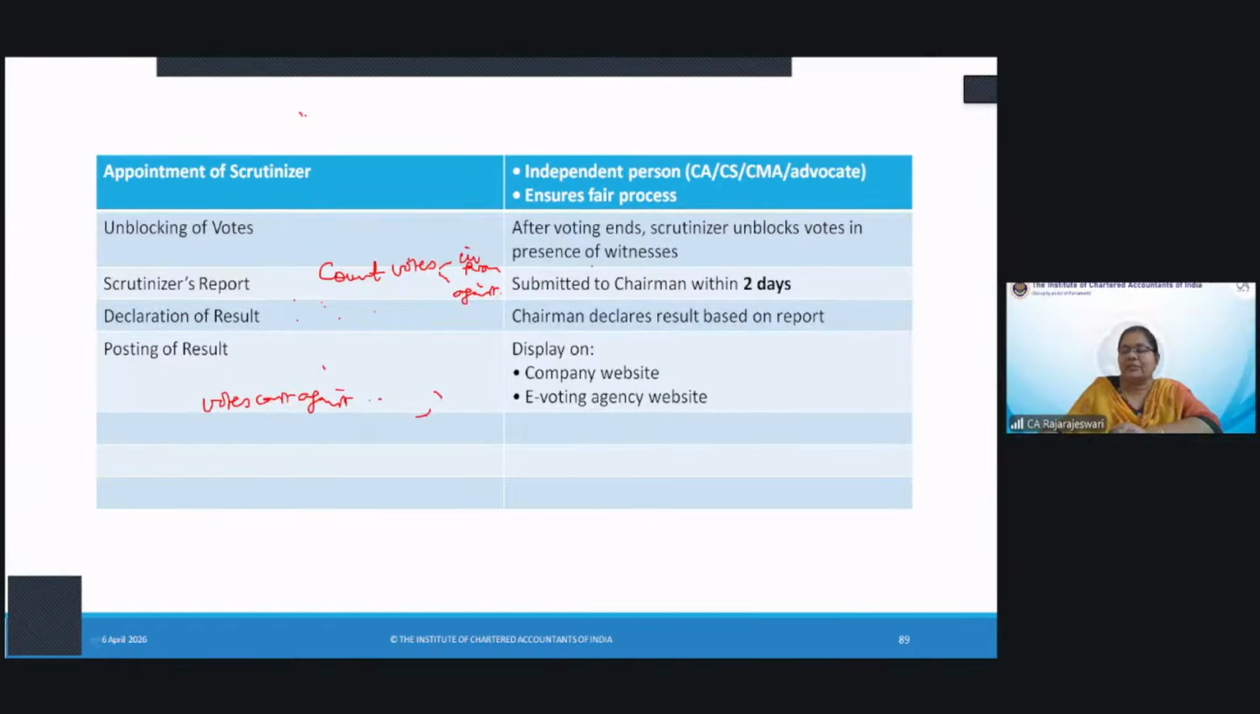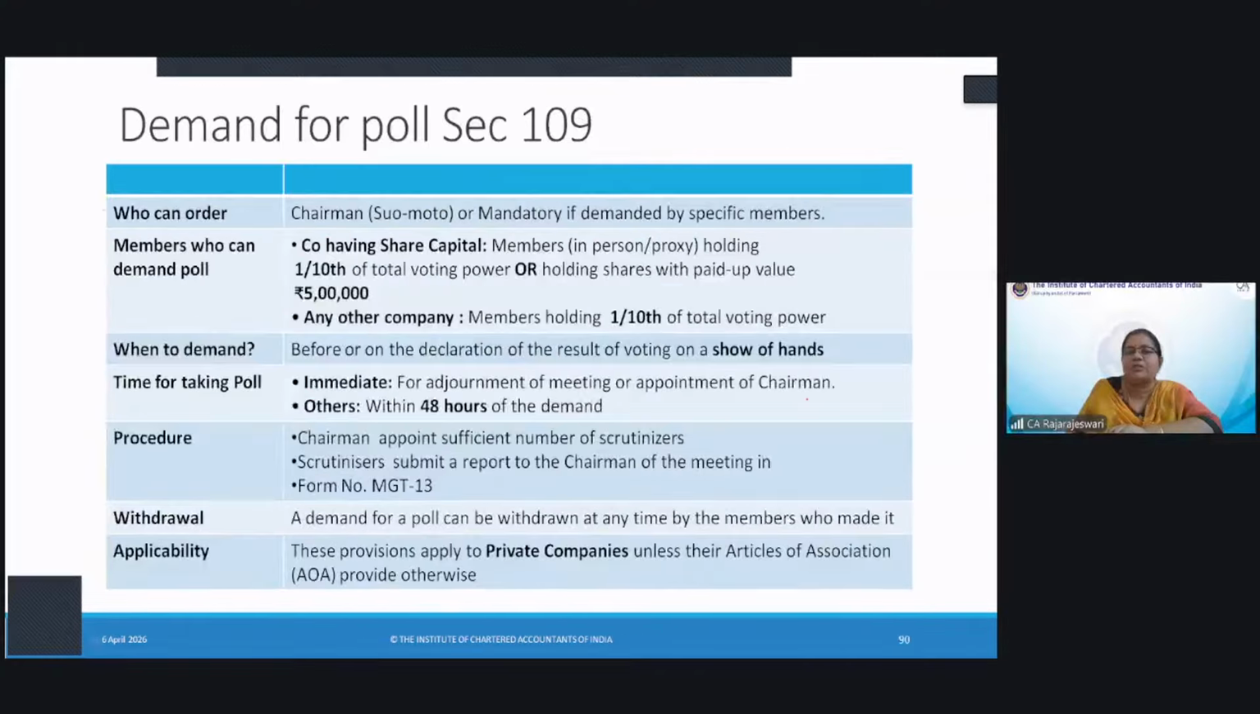Whichever has the majority will prevail. Suppose it has to be passed as a special resolution, then it can be passed only when the criteria is met: votes cast in favor should be 3 times more than votes cast against. We will be dealing with that today. So only then can it be passed as a special resolution. Then posting of the result. The result will be displayed on the company's website and the e-voting agency's website, so that people can see the result.